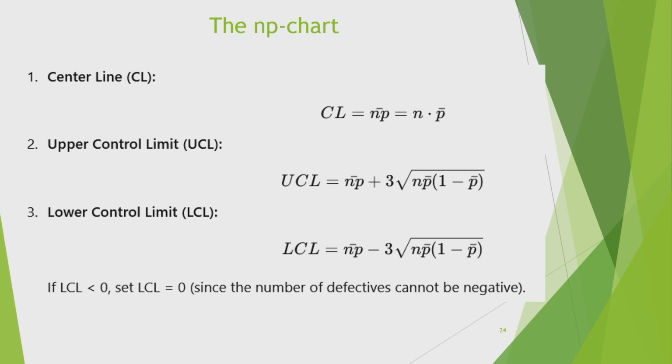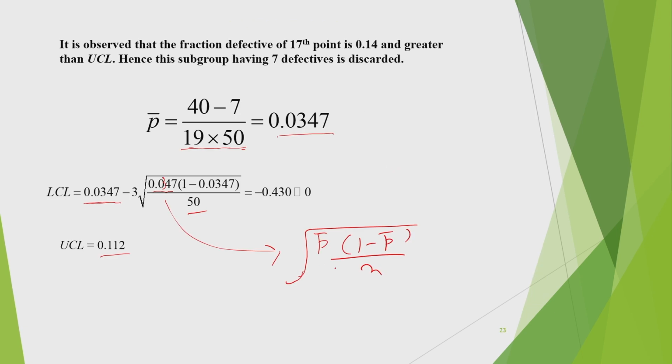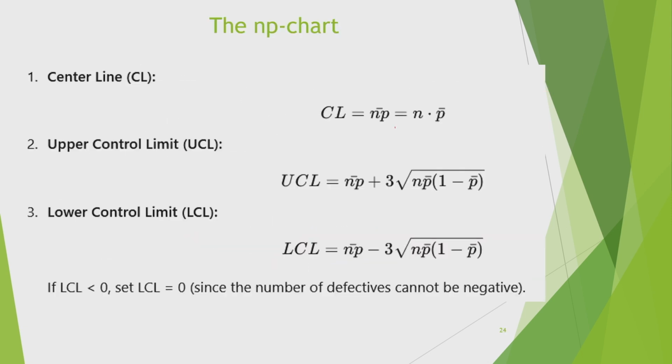Anyway, for the NP chart we can also plot. In the NP chart, instead of P, the center line will be N into P, that is NP bar. The upper control limit will be NP bar plus 3 under root of NP bar into 1 minus P bar, and the lower control limit will be NP bar minus 3 under root of the same. If you multiply the whole thing by N, N square goes inside, this N will cancel and this N will come here. If LCL is smaller than 0, set LCL to 0.